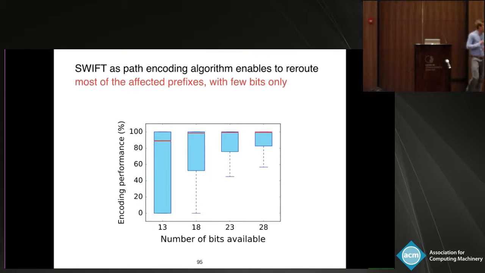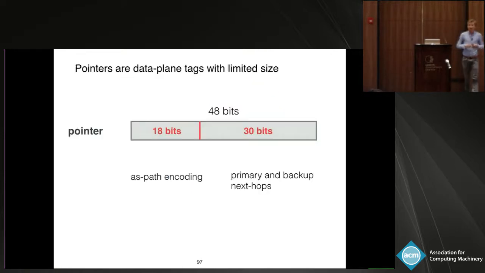With 18 bits, though, the results become much better. The median case is 99%, and in most of the cases, Swift can reroute the affected traffic. So for now and for the rest of this presentation, I will consider that we use 18 bits. But it's still possible to use more bits here to get an even better accuracy. So we use 18 bits to encode the AS path, and this gives us 30 bits to encode the primary and backup next hop in the pointer. And 30 bits are enough to encode a large number of primary and backup next hops.